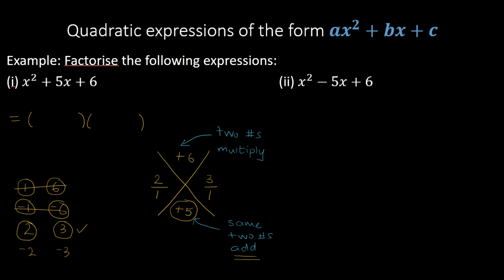Okay? Now we have to fill in the pairs of brackets. Right? We start with the denominator. The denominator here is 1. So we fill in the first pair of bracket. The 1, this one here, becomes the coefficient of x in the first bracket. And the second denominator 1 here becomes the coefficient of x in the second pair of brackets. Right?